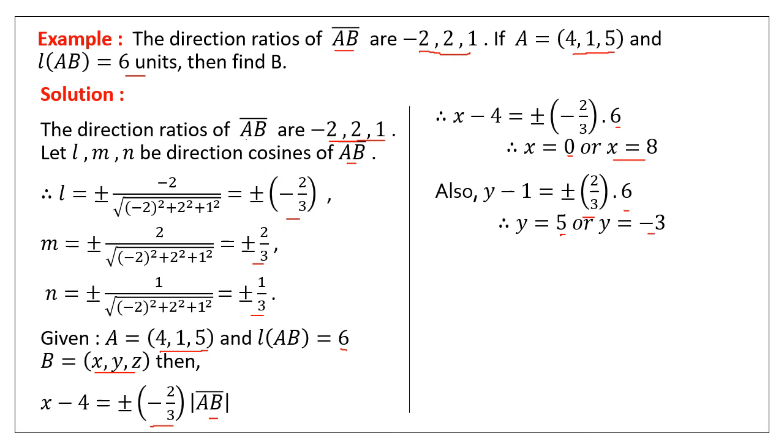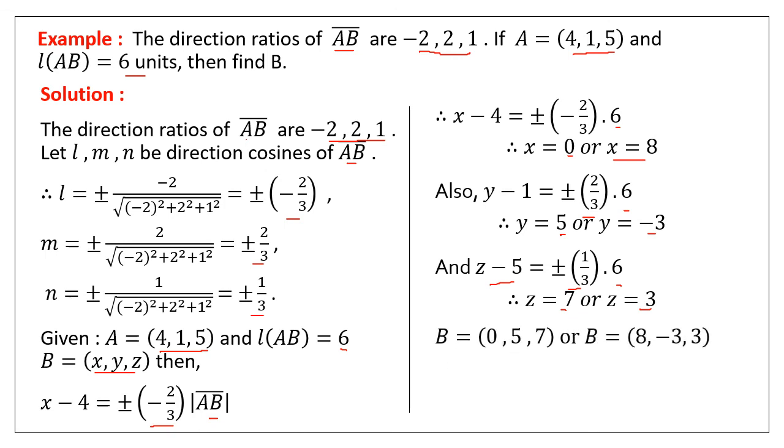Similarly student, we will get the z coordinate as z - 5 = ±1/3, that is N, times length of AB which is 6. After solving this we will get z = 7 or z = 3. So student, we will get B coordinates as (0, 5, 7) or (8, -3, 3), which is the required point B. Such examples are asked for 4 marks.